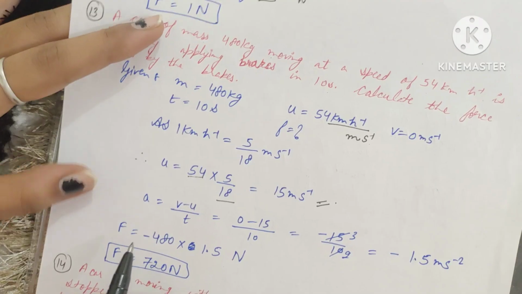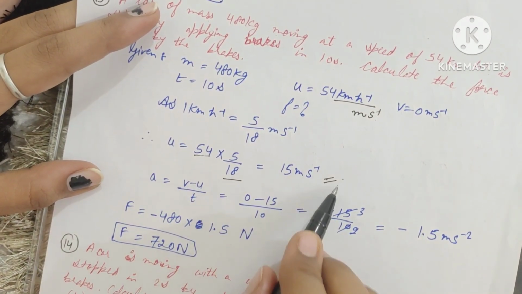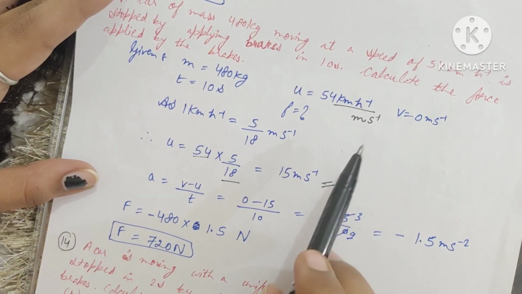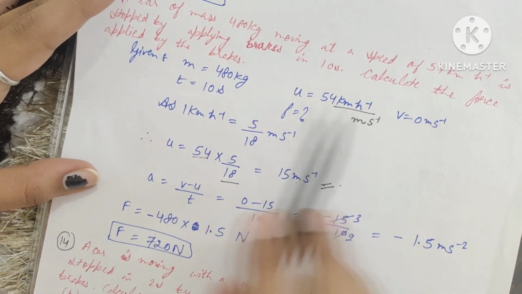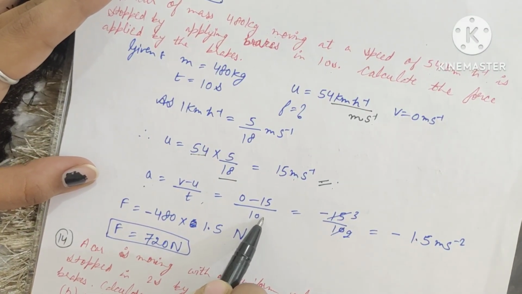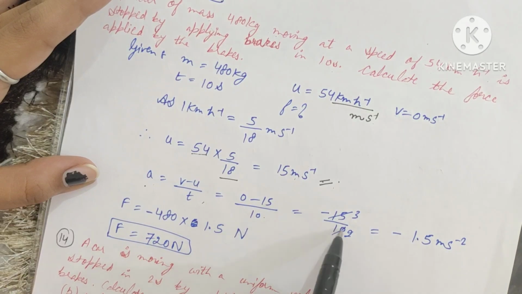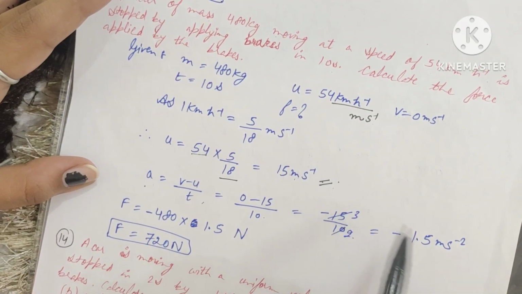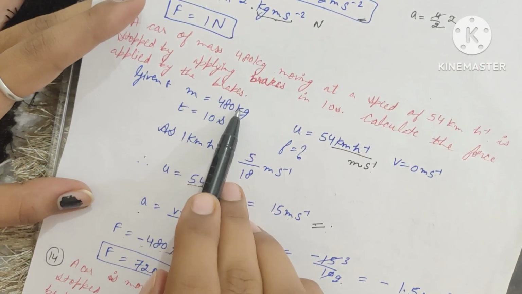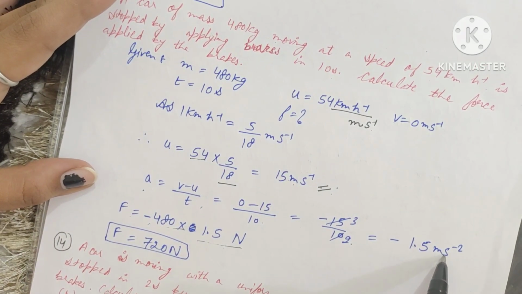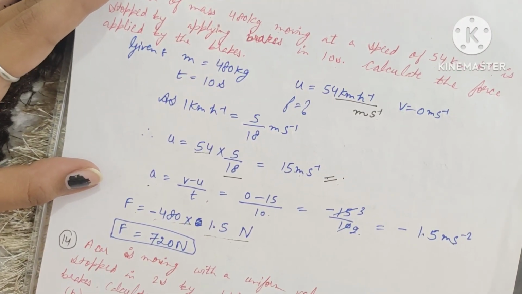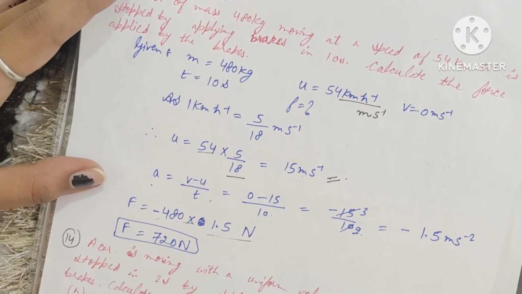After converting it, you will get this answer. Now we have to calculate the acceleration. We have initial velocity, final velocity, and time also. Use this formula to get the answer. After filling in all the values, we are getting minus 15 by 10. 5 twos are 10, 5 threes are 15. This is your answer. Now how to find the force? Multiply the mass, which is this, and the acceleration, which is this. So you got the applied force of the brakes.